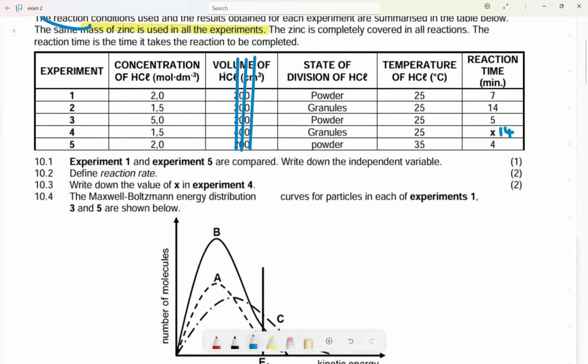They say experiment 1 and experiment 5 are compared.